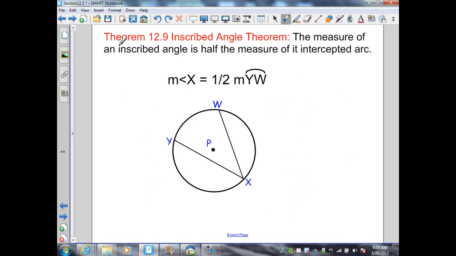Theorem 12.9, Inscribed Angle Theorem. The measure of an inscribed angle is half the measure of its intercepted arc. In circle P, I have an inscribed angle WXY. Its intercepted arc is YW. And from Theorem 12.9, I know the measure of angle X must equal half the measure of its intercepted arc, in this case YW. If the measure of arc YW is 60 degrees, then its inscribed angle would be half that measure, or 30 degrees.